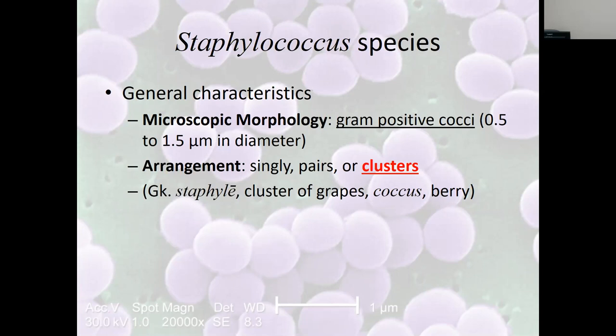But I did use some other student slides and let those students that had red grapes see that there were purple, should have been purple grapes. That's our general characteristics. Clusters, if you're following along with the study guide, it is the cluster fill in there, first fill in of the arrangement, singly, pairs or clusters.